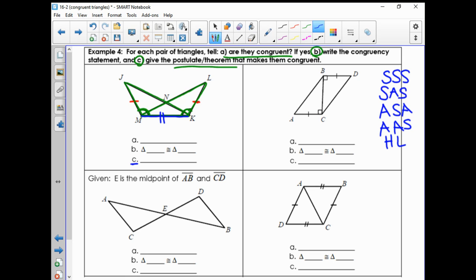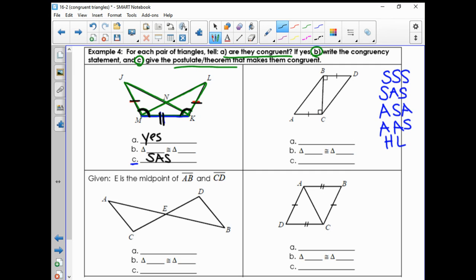So now we could say, look really quickly, we got a side, angle, side. That angle is included. It's between my sides, or a side, angle, side right here. So I'm going to actually write this one down first. I do know, yes, these are congruent, because it follows the side, angle, side congruency theorem right there.